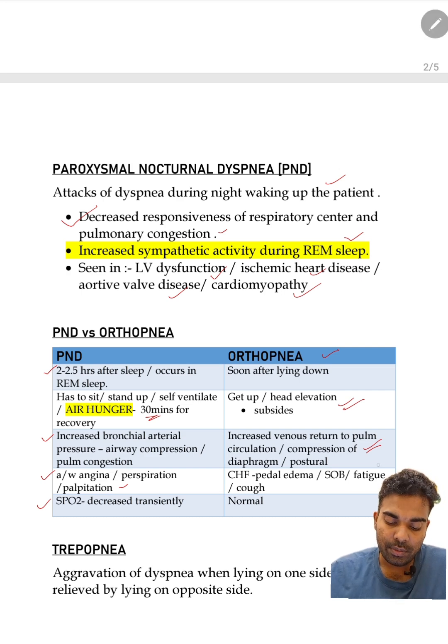It could be accompanied by, if it is CHF, congestive heart failure, pedal edema, shortness of breath, fatigue or cough, then obesity, etc. And saturation will be normal at this point.